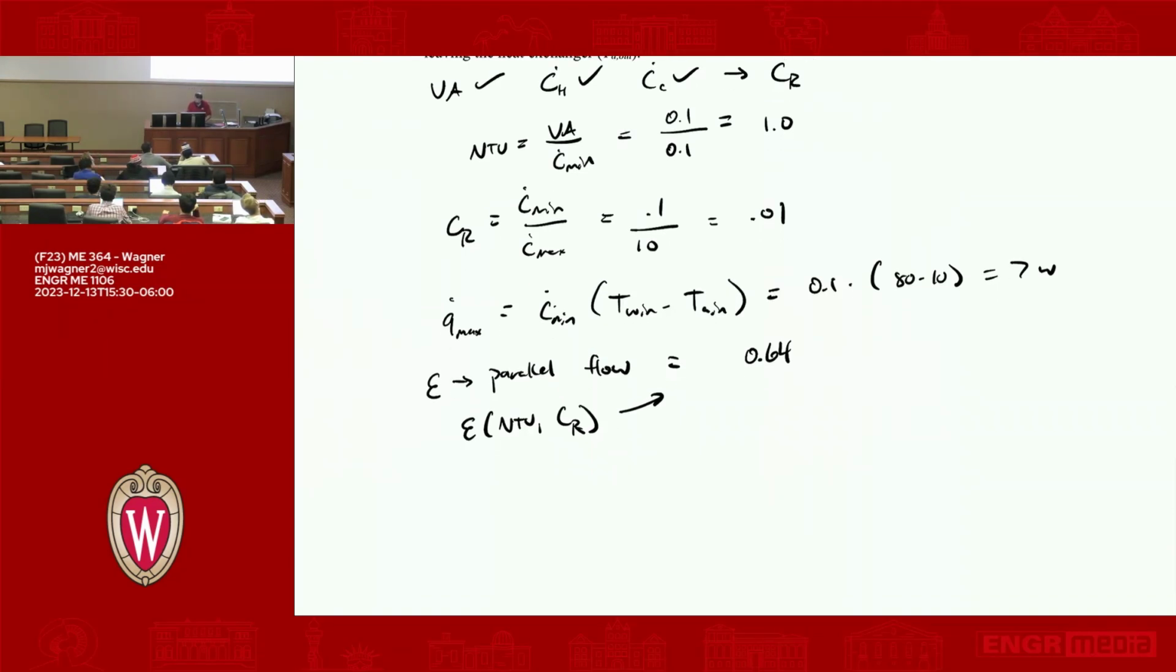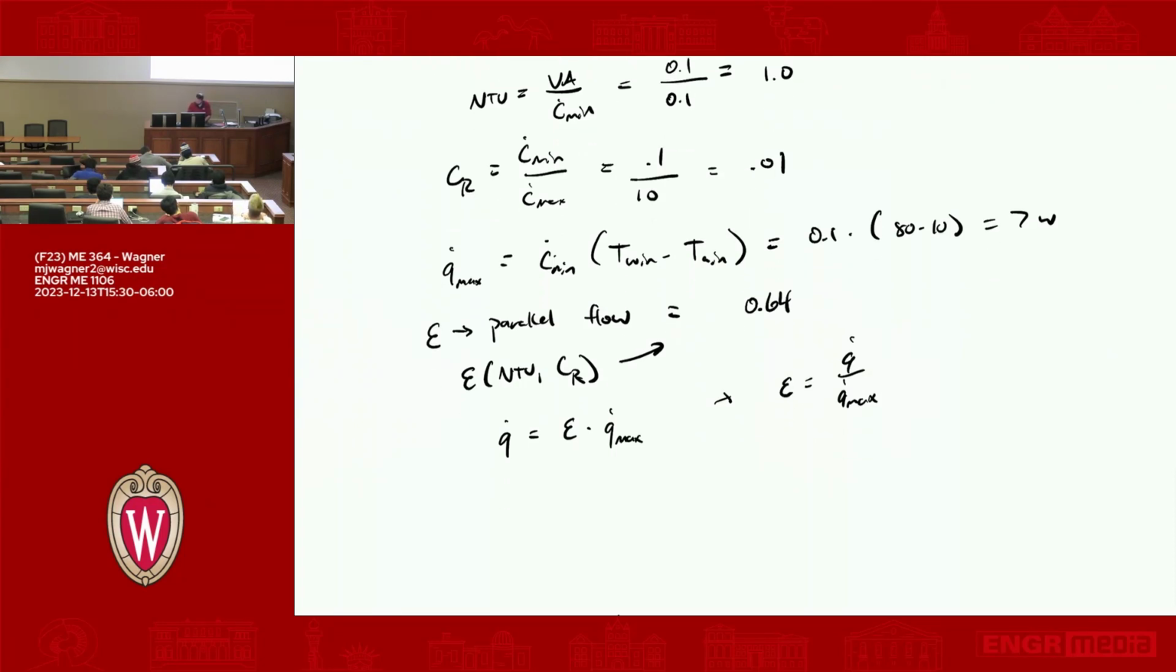Okay, from that, then we say Q dot, the actual heat transfer across this, is equal to effectiveness times Q dot max. Because remember, effectiveness is defined as Q dot over Q dot max. All right, so then we plug in our values here. So this is 0.64 times 7.0, so this is 4.48 watts.